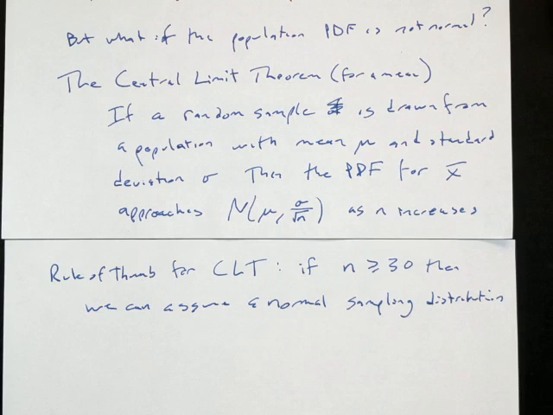If I am looking at a normal sampling distribution, then I can use z-scores. And I can use our table. And I can use our normal distribution from chapter 7 to figure out things about my samples.